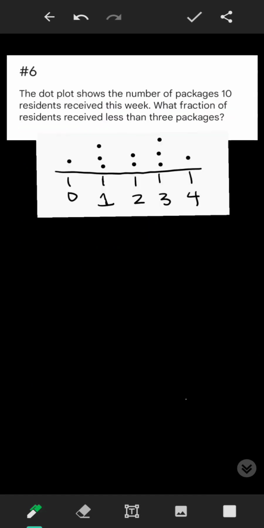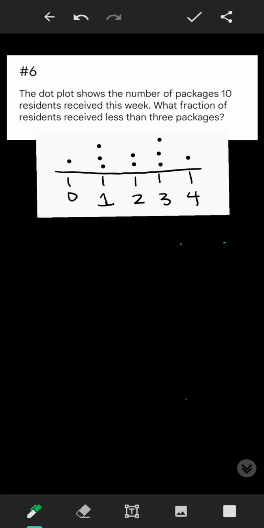The dot plot shows the number of packages 10 residents received this week. What fraction of residents received less than 3 packages? So each dot is going to represent a resident. That's why there's 10 dots. And then these numbers down here tell us how many packages the dot represents. So like 1 resident got 4 packages, 1, 2, 3 residents got 3 packages, and so on.